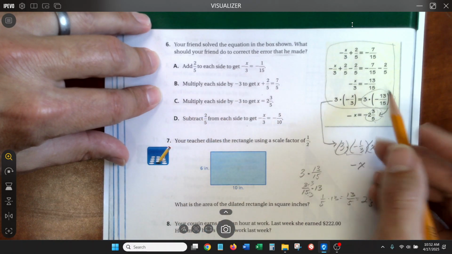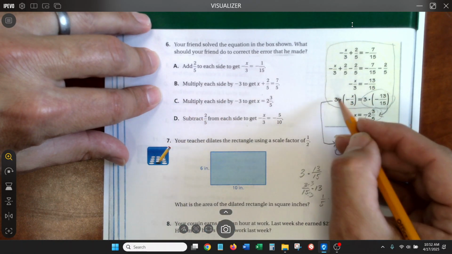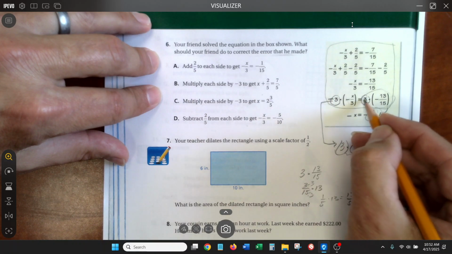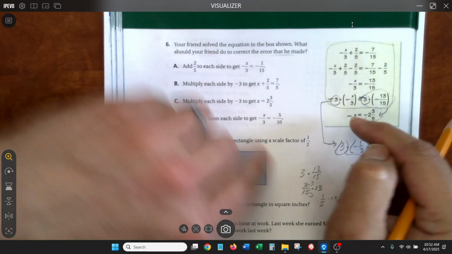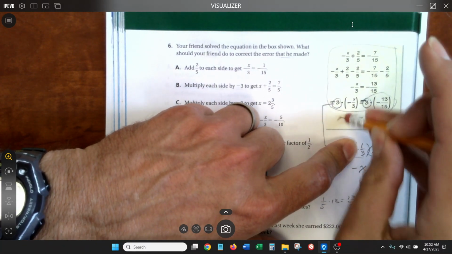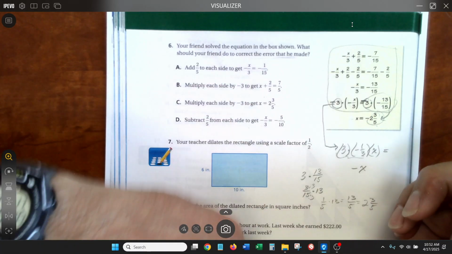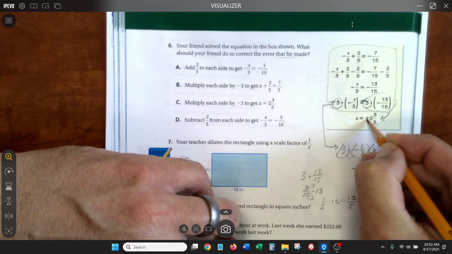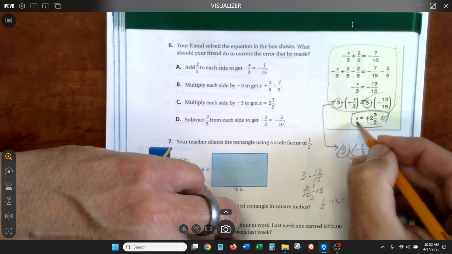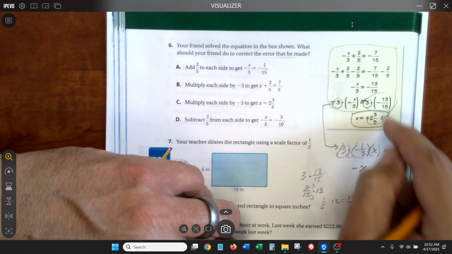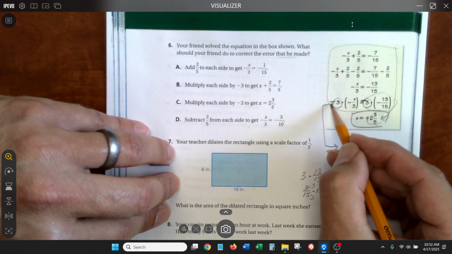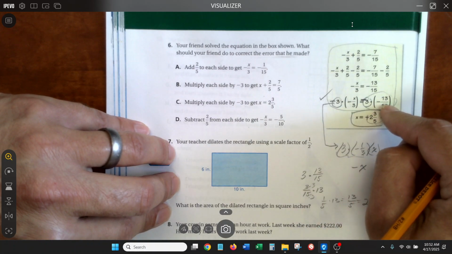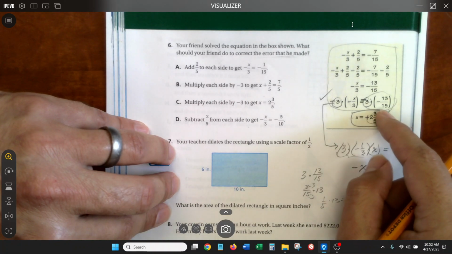So our option is to go back a step and say, well, instead of multiplying by positive 3, if we multiplied both sides by negative 3, then this would become a positive x. And this then would become a negative times a negative, which would then be a positive. So this is the correct answer, x equals positive 2 3/5. And so we could have multiplied by a negative 3 at this step, which would have been a better choice than multiplying by a positive 3.